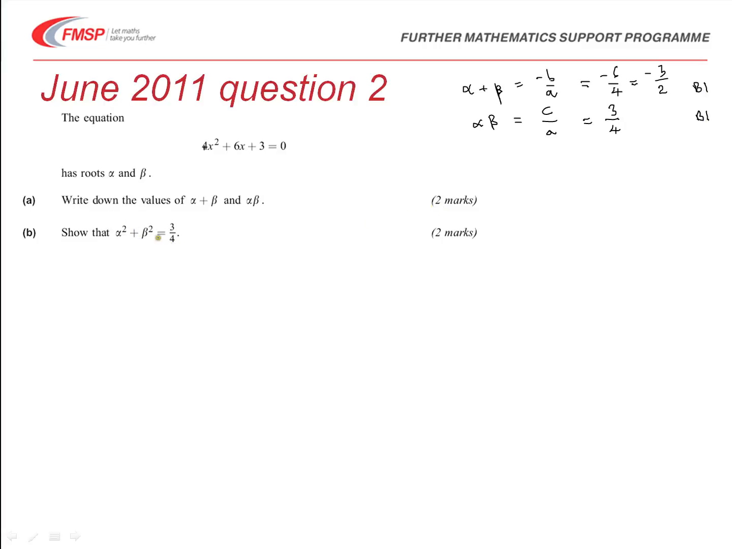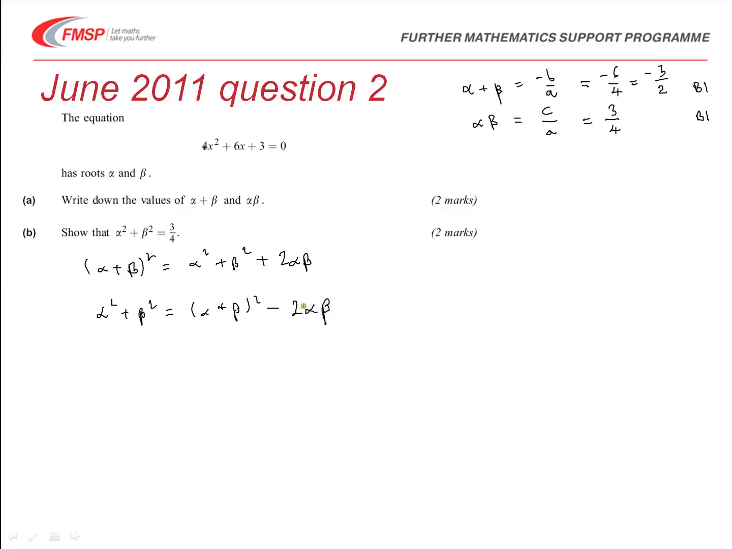Next part then says show that alpha squared plus beta squared equals 3/4. So it's useful to remember the identity that alpha plus beta squared is equal to alpha squared plus beta squared plus 2 lots of alpha beta. And so if we rearrange this, we know that alpha squared plus beta squared is equal to alpha plus beta squared minus 2 lots of alpha beta.